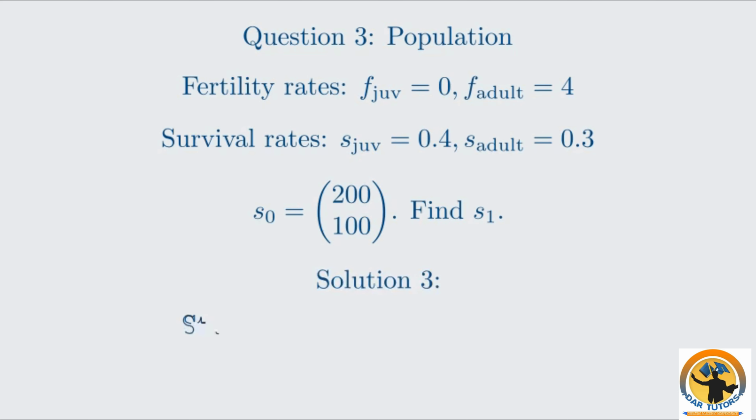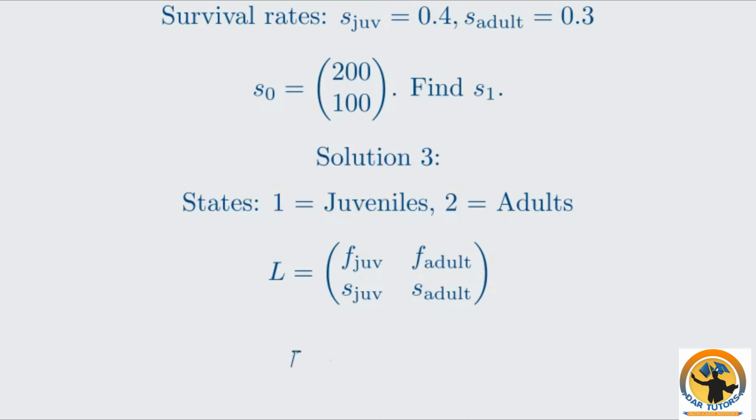First, we construct the Leslie matrix L. The top row has fertility rates: 0 for juveniles, 4 for adults. The bottom row has survival rates: 0.4 for juveniles becoming adults, and 0 for survival of adults, as per the standard Leslie matrix structure. The problem states that the survival of adults is 0.3. This suggests a slight modification to the standard Leslie matrix formula.